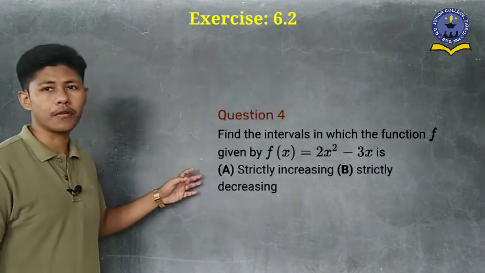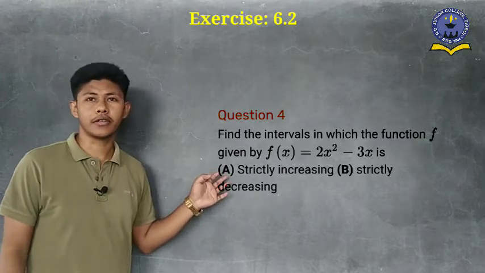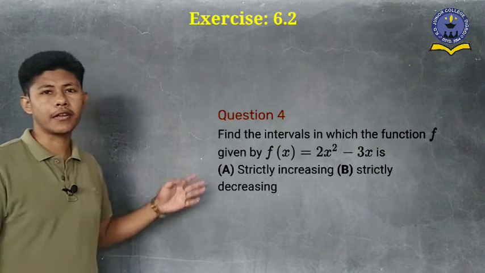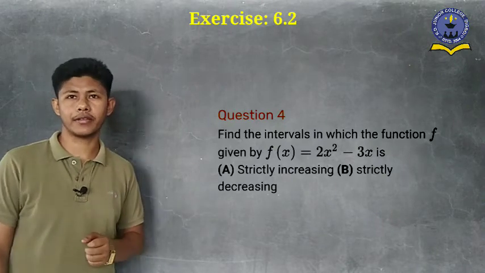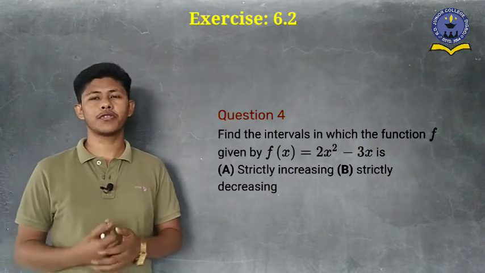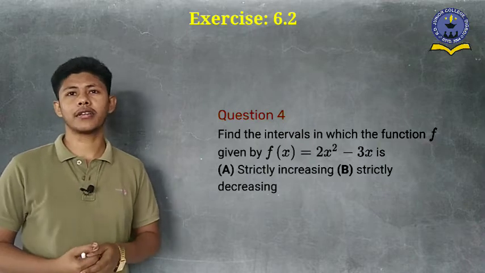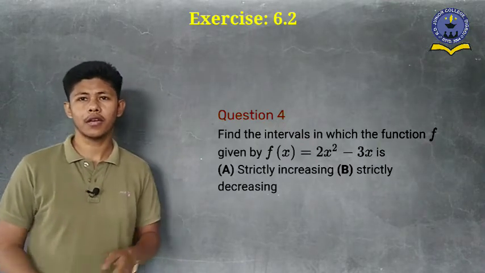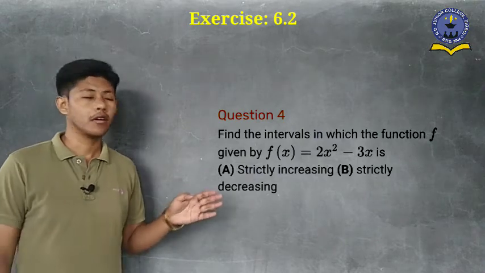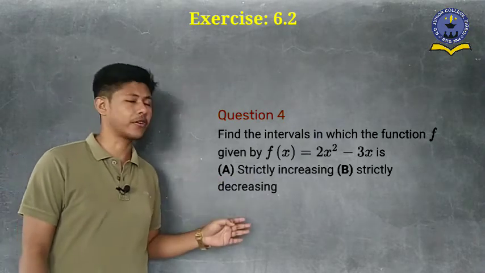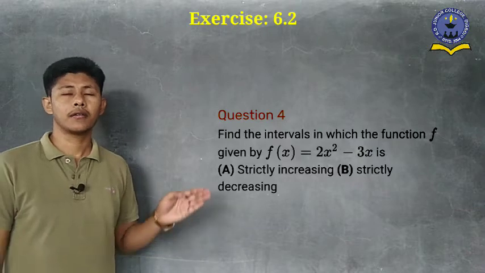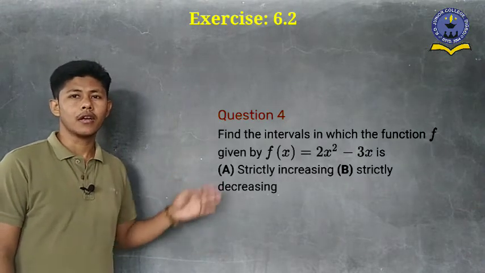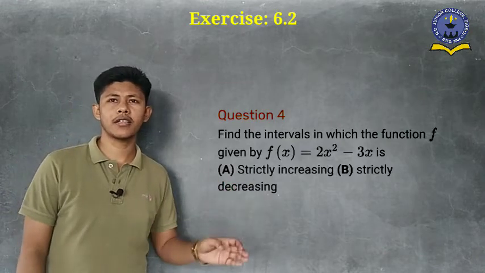If you see, question number 4 is given here, and the question is: find the interval in which the function f given by f(x) = 2x² − 3x is strictly increasing and strictly decreasing. Here actually we have to find out, not prove, the interval. So we have to find the interval for strictly increasing and for strictly decreasing, and the function is given, f(x) = 2x² − 3x. Is it clear? So this is the question, and let's see how we can find it.